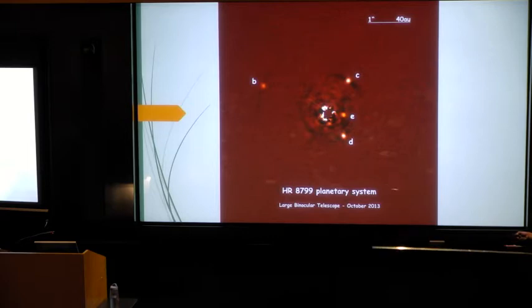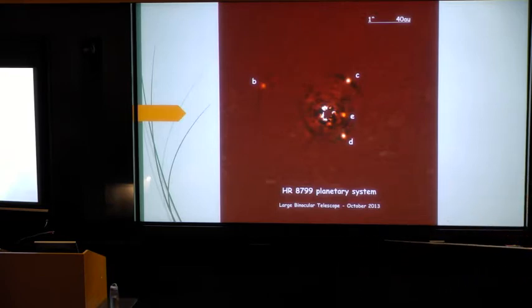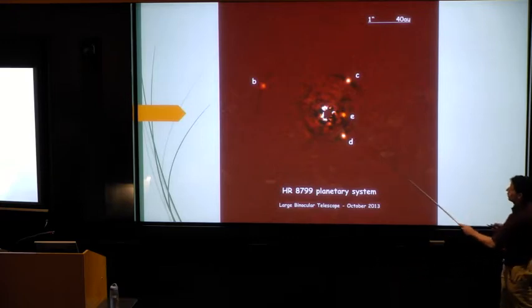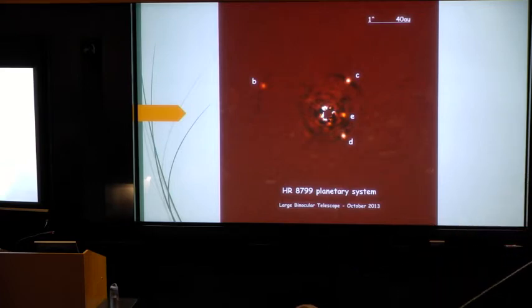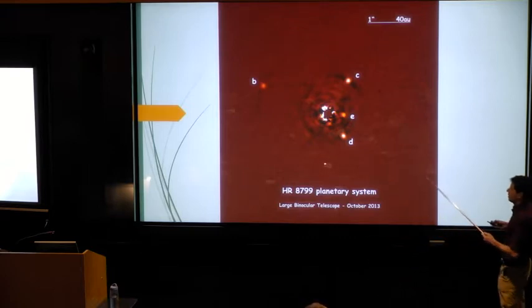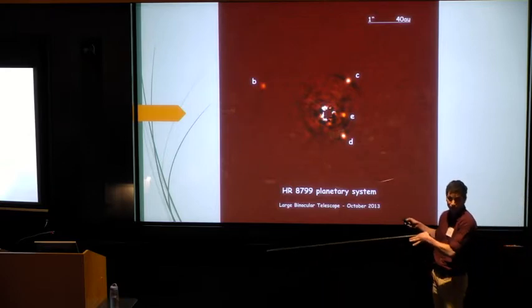And probably the best system to compare to now is the HR8799 system, which has 4 directly imaged planets orbiting the same star. And these planets span distances from about 15 AU for the closest one to about, I think, 70 AU for the furthest one. What is interesting is that there's a mass estimate for all of these planets from their luminosity, and they all seem to have more or less the same mass, between 5 to 7 times the mass of Jupiter, again, based on the luminosity.